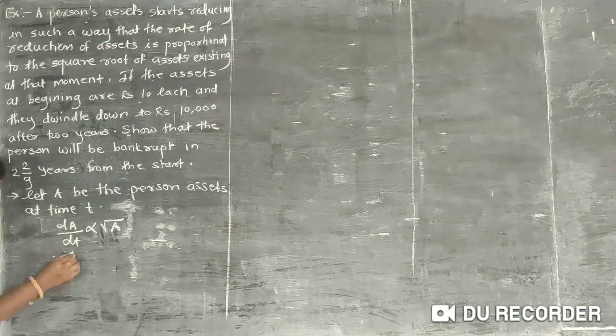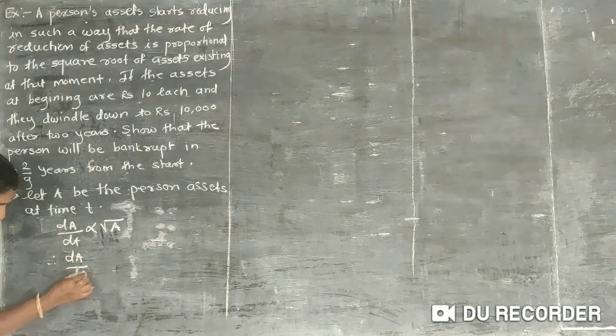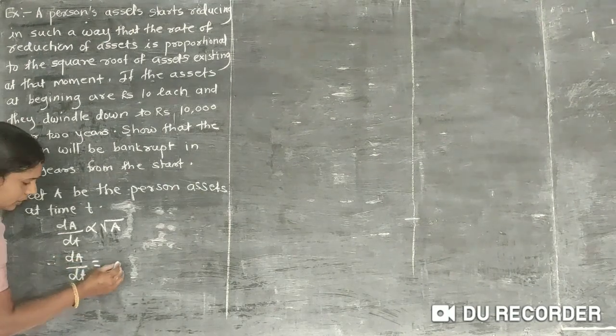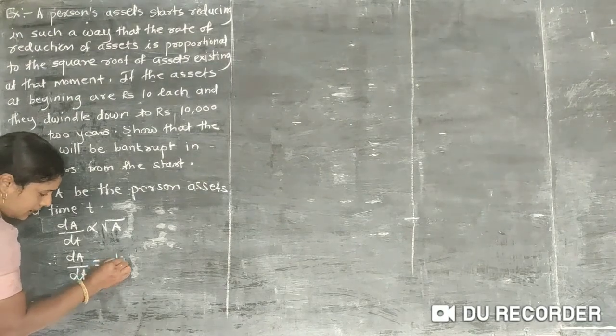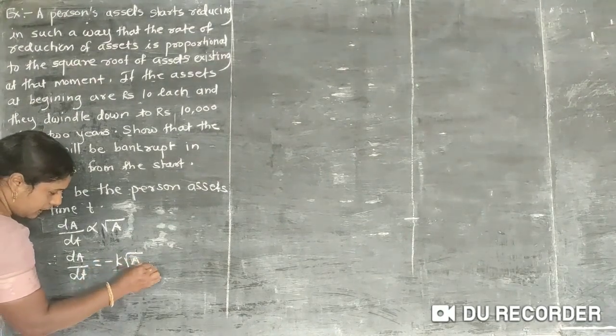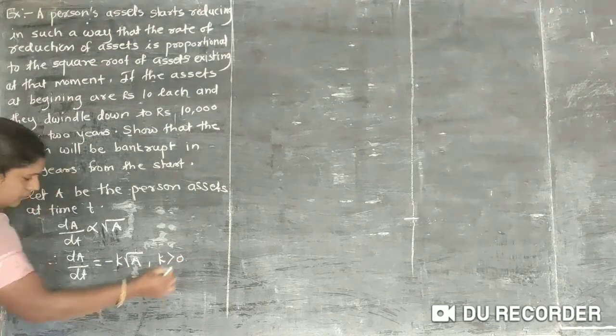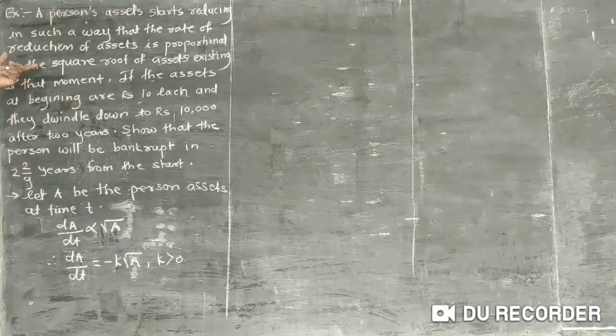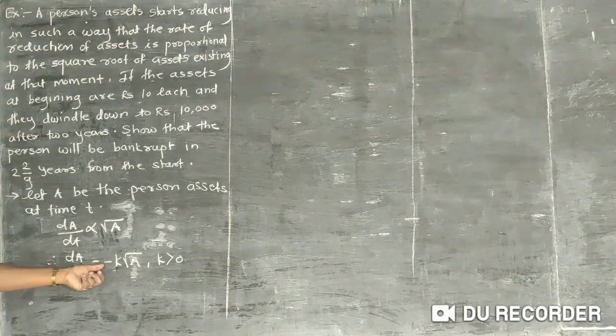Therefore, we get dA by dt is equal to minus K into square root of A. K is greater than 0 because the assets are decreasing. Therefore, take this as a minus sign. It is the differential equation.